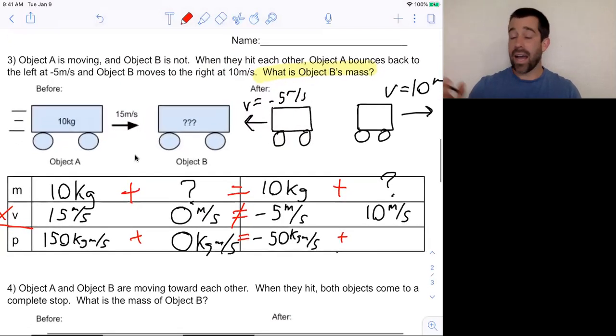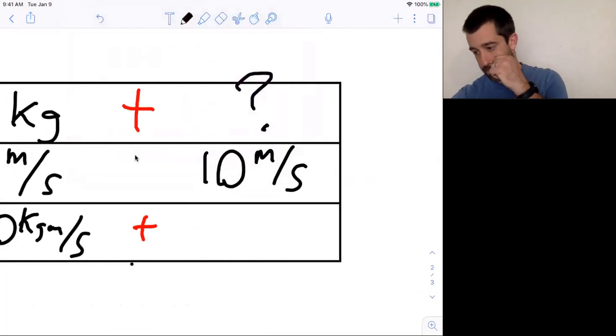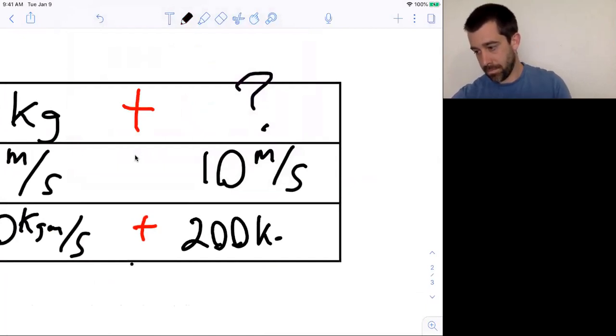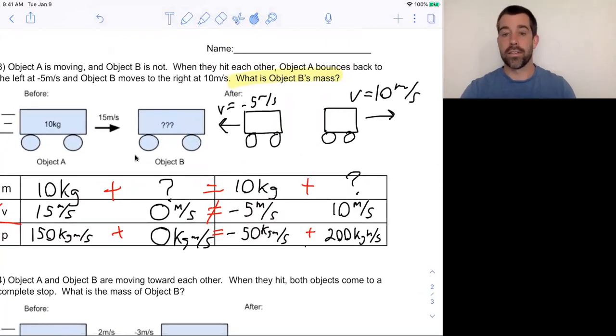So how is this helpful? Well, if you look at the bottom row, you'll see that we have 3 things filled out and we have only 1 empty space. Anytime we have only 1 empty space, that is going to help us solve the problem. So on the left side, our total is 150. On the right side, we have -50 plus something. So the question is, what can we add to -50 to get positive 150? And the answer is we can add positive 200, and if we do that, we will get a balanced situation for our momentums.